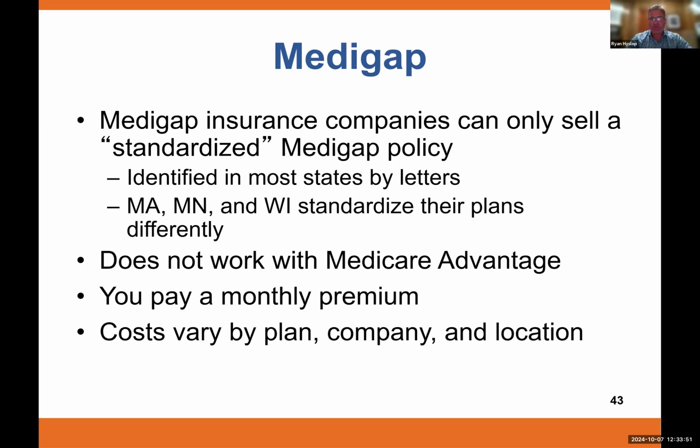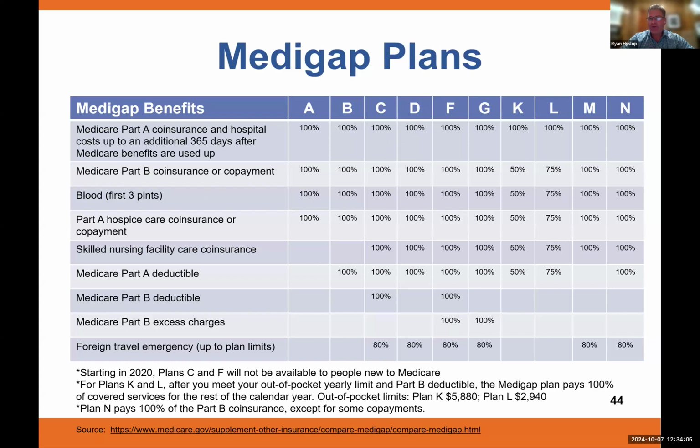Most states identified by letters. We don't have to worry about Massachusetts, Minnesota, or Wisconsin. They do not work with Medicare Advantage. So those are the two different, if you recall from earlier in the presentation, we've got the one-size Medicare Advantage and then traditional Medicare on the other side. Pay the monthly premiums, and the costs vary by plan, company, and location, which I stressed earlier.